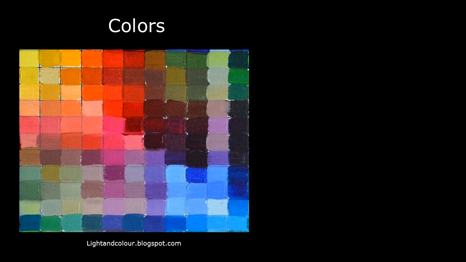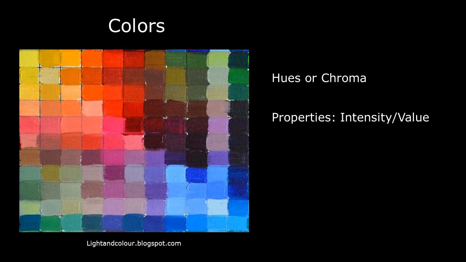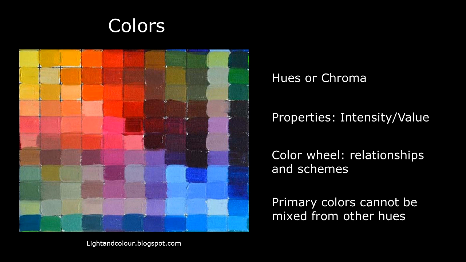Colors are also called hues or chroma. Artists vary the color properties of intensity and value. A color wheel is often used as a reference tool to show relationships between primary and secondary colors and to create the following types of color schemes.